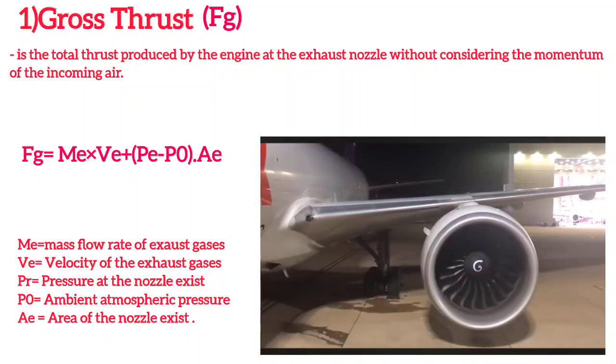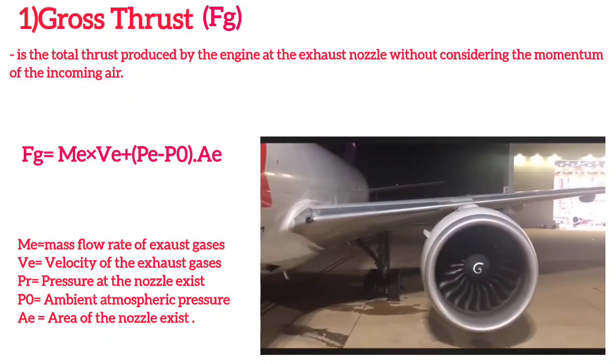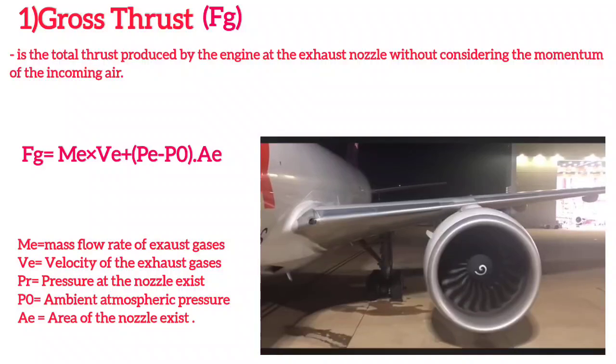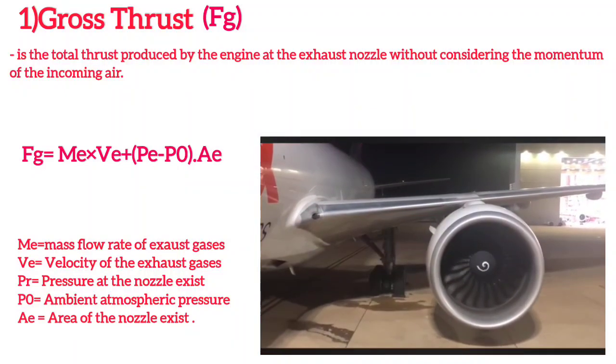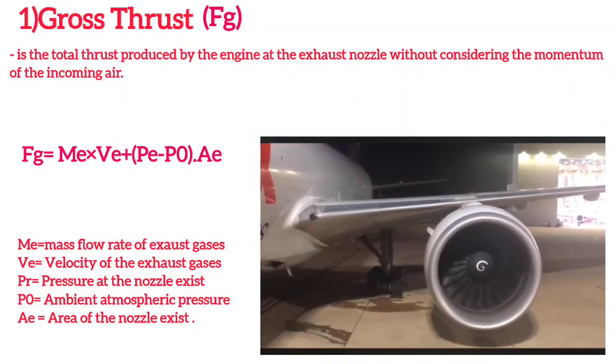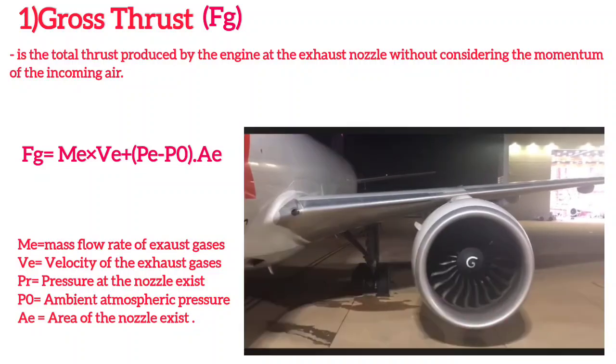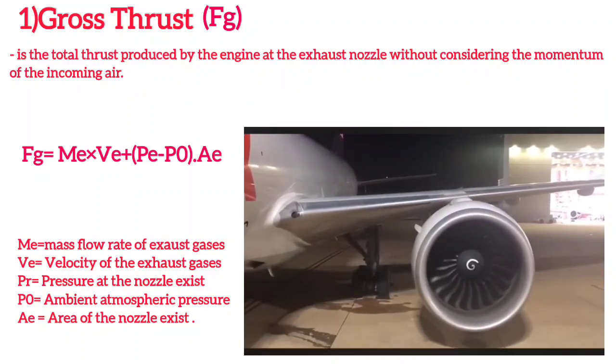Today we'll study gross thrust. Gross thrust is also known as static thrust. Gross thrust is the total thrust produced by the engine at the exhaust nozzle without considering the momentum of the incoming air. Gross thrust formula.